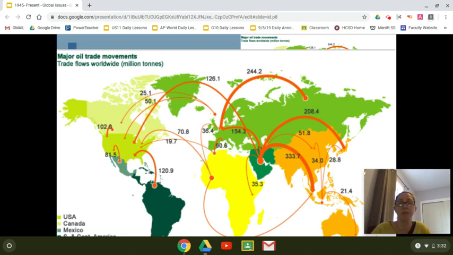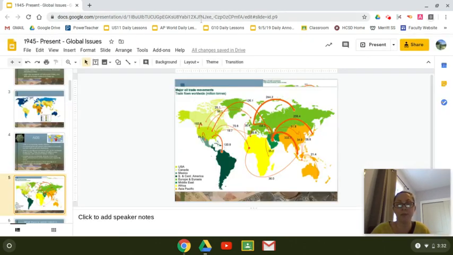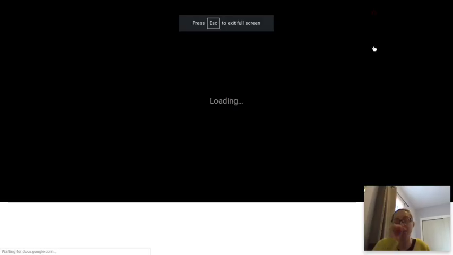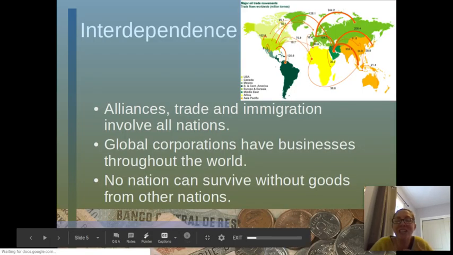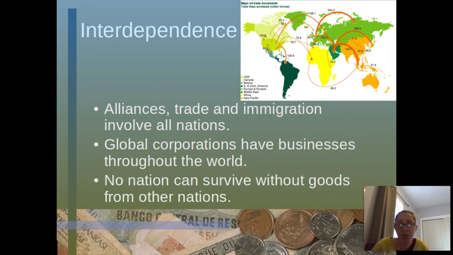I think this map might be blocking some information as well. But hopefully that image helps you recognize that there is this interconnectedness through alliances, trade, immigration. We are all connected. There are global corporations, also known as multinational corporations. We can't survive without goods from other nations.